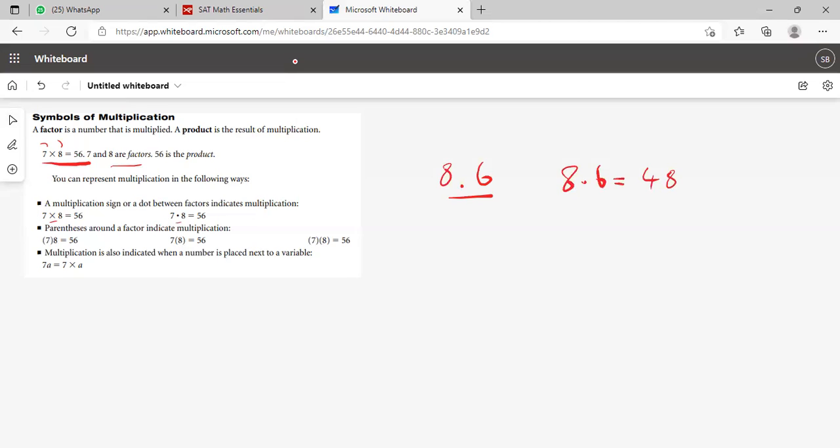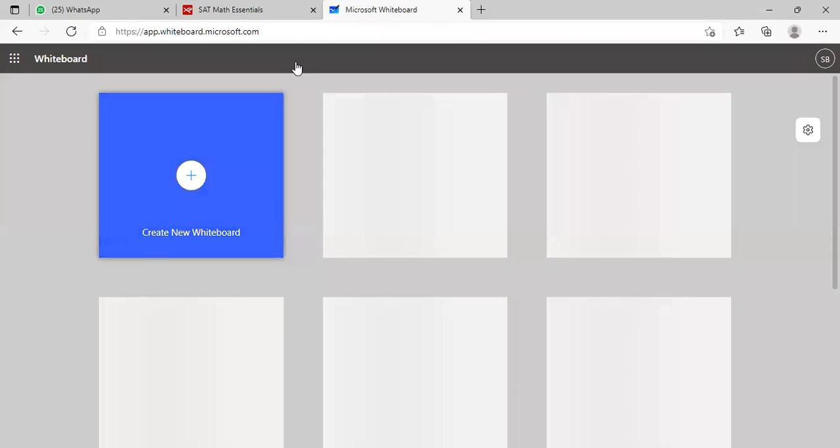Parenthesis around a factor indicates multiplication as well. If we have two numbers written in this way, 7 bracket 8, this means that these two numbers are being multiplied to each other. Multiplication is also indicated when a number is placed next to a variable. Very easy. 7a, if we have 7a, we know that it is already the product of 7 and a, right? This is something which I'm sure you already know, right? Is it clear? Should I move on? Yes, ma'am. Okay, right.